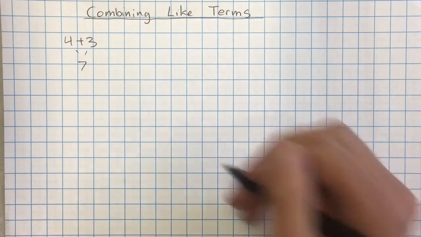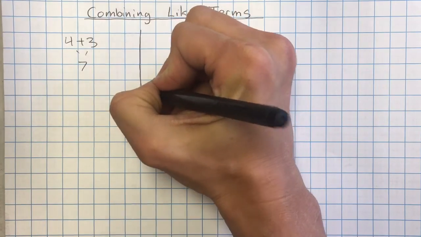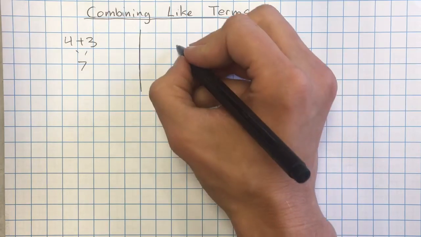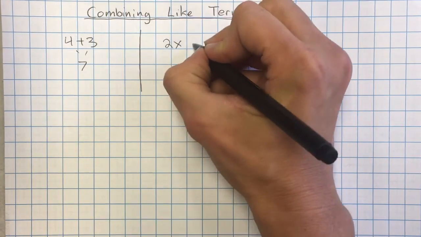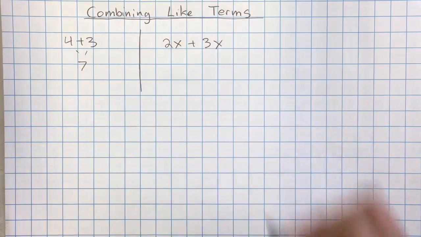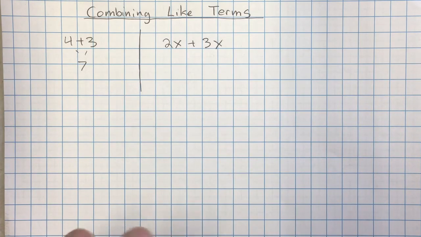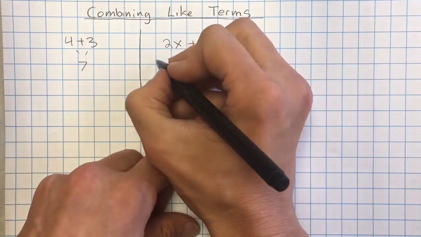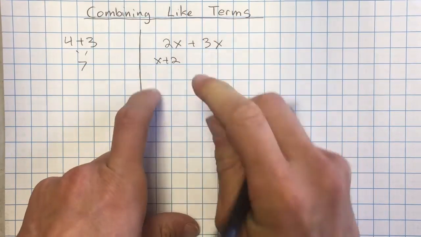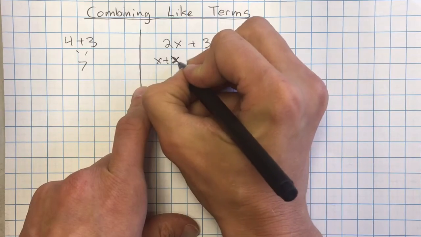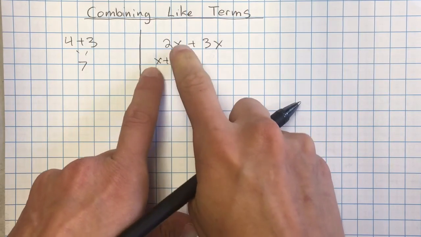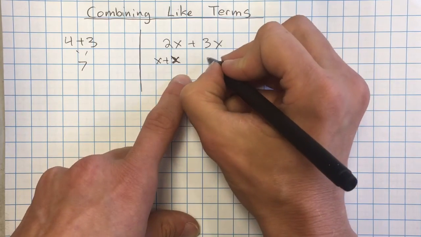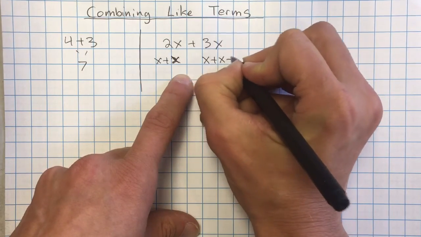At the same time, if we're thinking a little bit more algebraically, we could think of this in terms of variables. If I had something like 2x plus 3x, we could think about how we could combine those together. Because what 2x really means, 2 times x, is the same thing as saying x plus x. So if we have 2 x's, that is the same thing as 2 times x. If we have 3 x's, that's really the same thing as saying x plus x plus x.